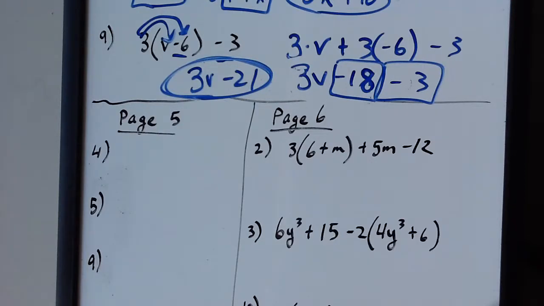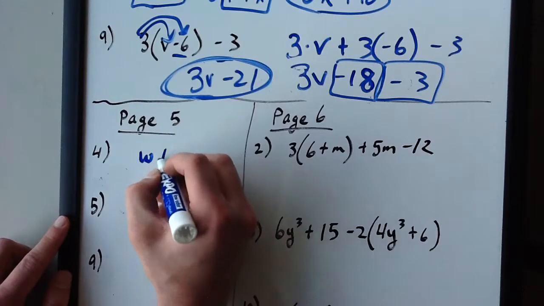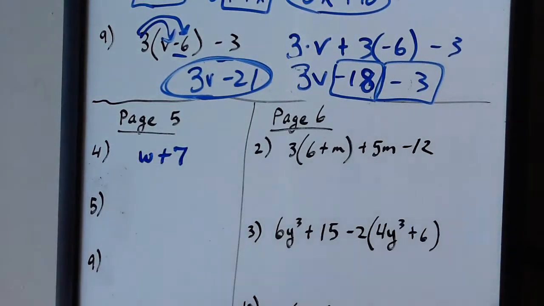Okay, there is a couple key words in that verbal sentence which should stand out to you. The first one is sum. Whenever you see the word sum, you should think the answer to an addition problem. So you want the sum of W and 7. So if I want the sum of W and 7, I need to add them together. W plus 7.